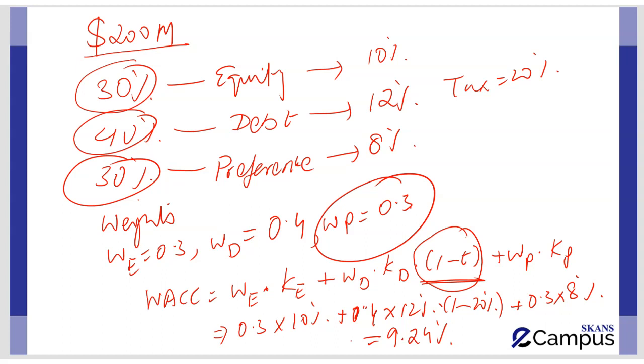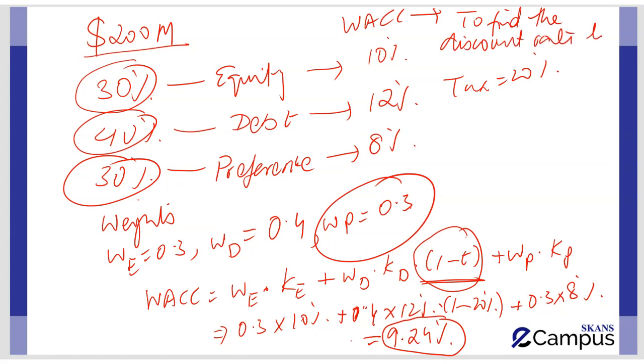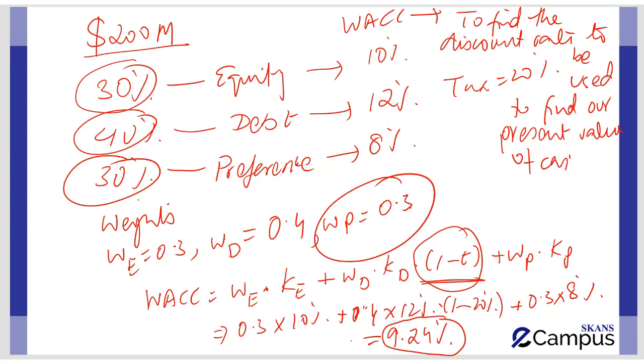This shows us that of all our projects, discounting the cost of capital that we use to discount all our present values should be done at 9.84. So remember, the purpose of calculating WACC is to find the discount rate to be used to find our present values of cash flow. So therefore, it is very important that we understand how to calculate WACC.